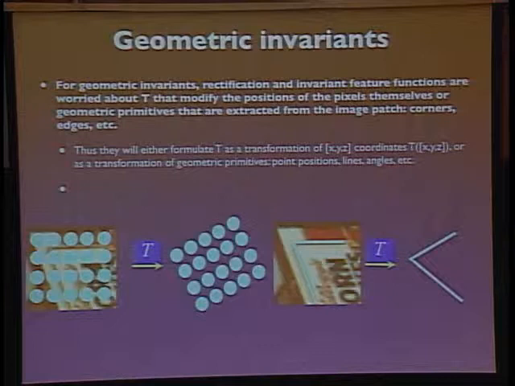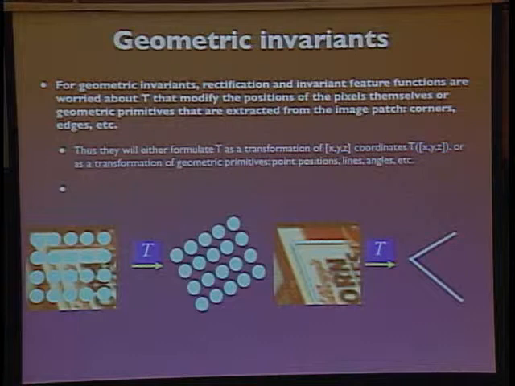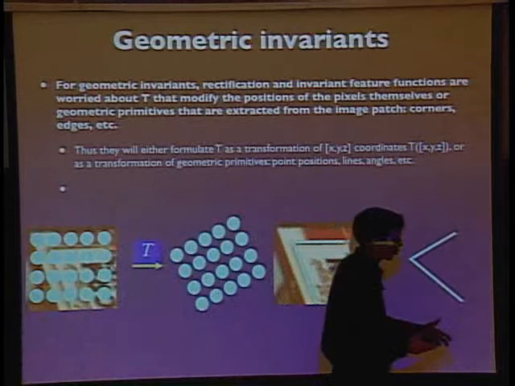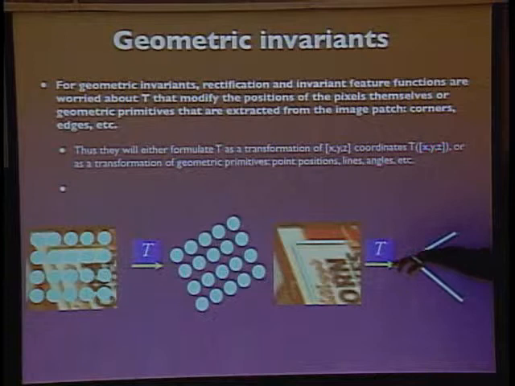So for the geometric case, both rectification and invariant feature functions are trying to worry about transformations T that modify the positions of pixels or other geometric primitives extracted from it, such as corners or edges and so on. They'll either formulate T as a transformation of individual XY or XYZ coordinates, or as a transformation of geometric primitives, such as points or edges. So what I'm saying is that you can either start by thinking about this transformation T as modifying the positions of all points in the interior of your image patch, or you can start by assuming that you extract geometric primitives, such as edges and corners from it, and see how to undo the transformations to those geometric primitives.